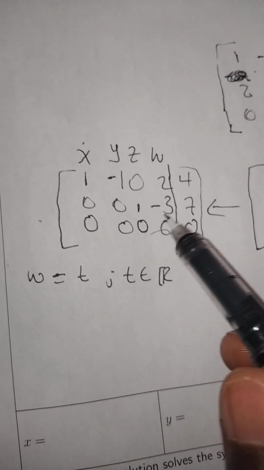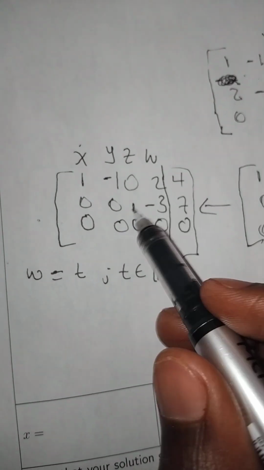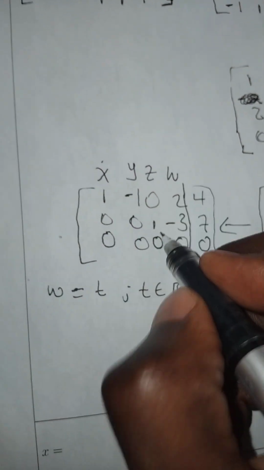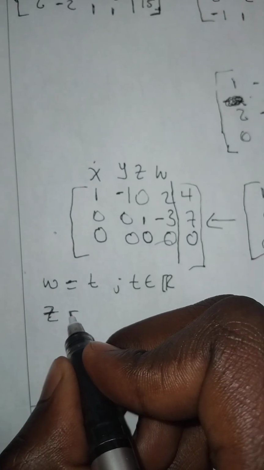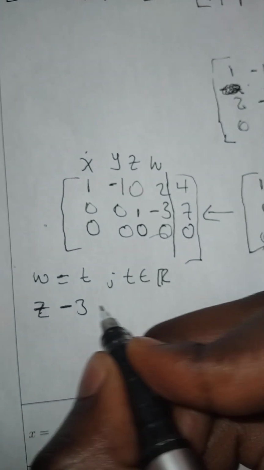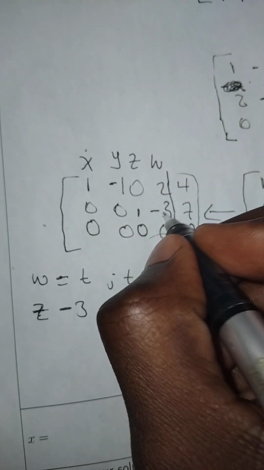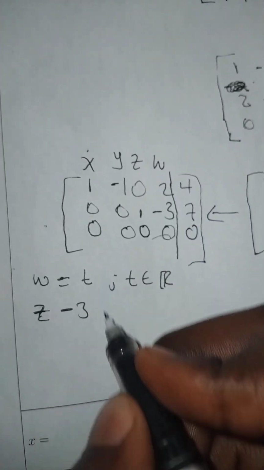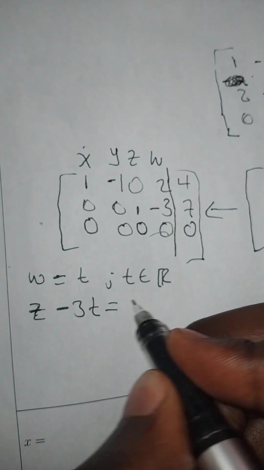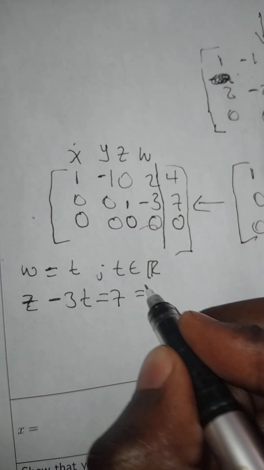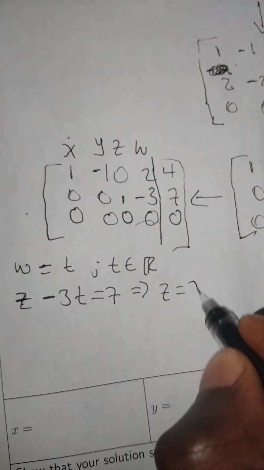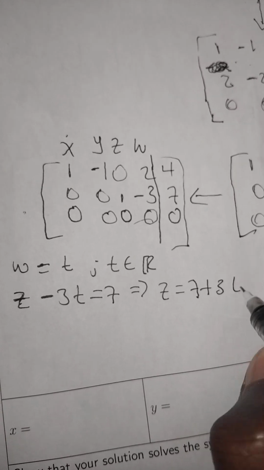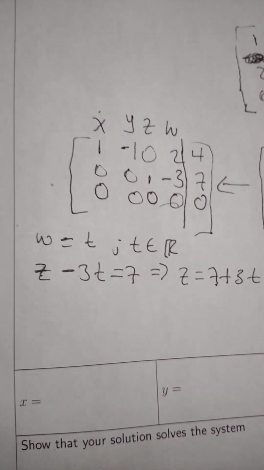Okay, so then now we can come to this one and say we have z by 1. That will give us z minus 3 by w, minus 3 times w, but we know w is t, so I'm gonna right away substitute t there is equal to 7. Then that has to simplify to z equals 7 plus 3t.